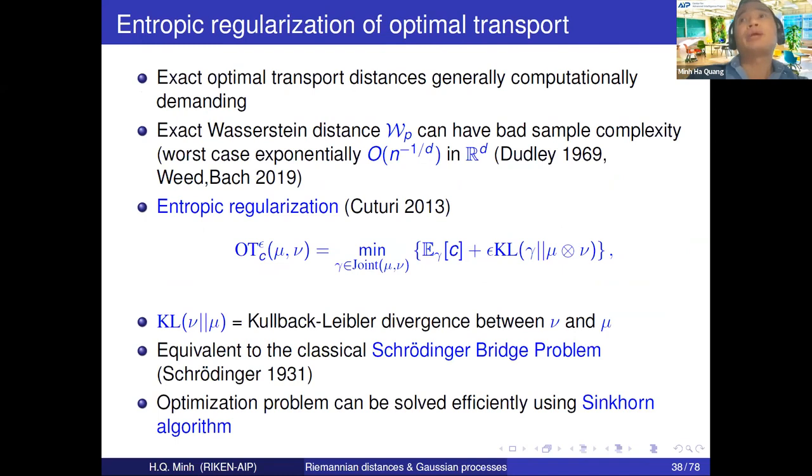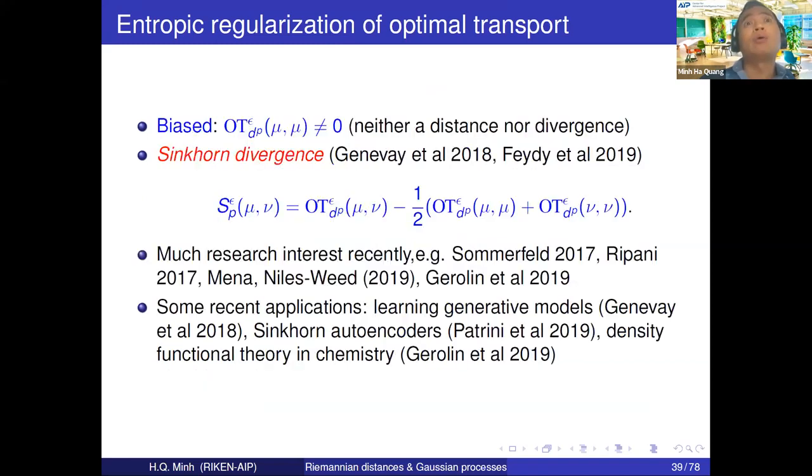In this formulation, called entropic regularization, instead of just minimizing the expected value of C with respect to gamma, we also add the KL divergence between gamma and the product measure of mu and nu. This is actually the mutual information between mu and nu. And KL is the Kullback-Leibler divergence. This can be solved efficiently, and it turns out that it also gives quite nice properties of the distance.